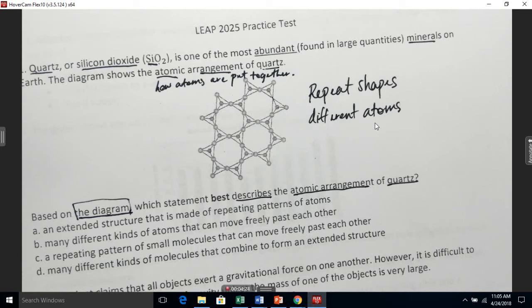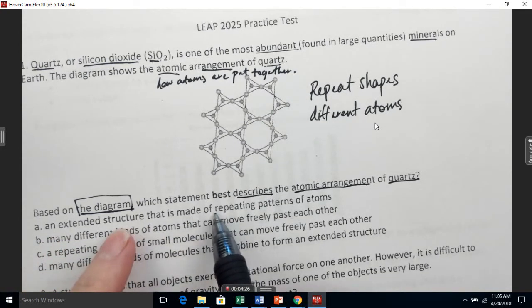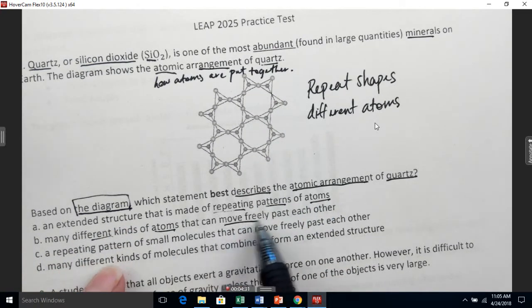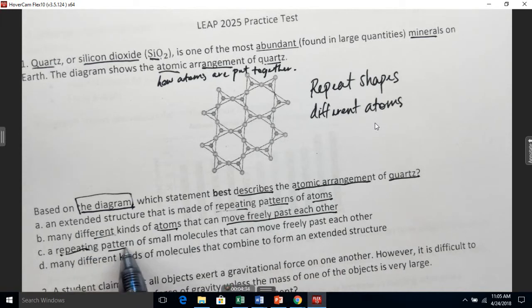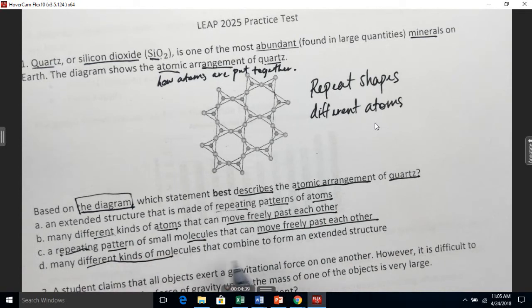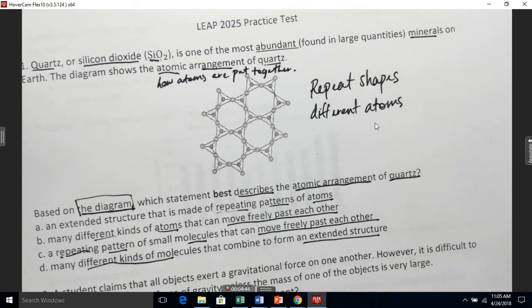An extended structure that is made of repeating patterns of atoms, many different kinds of atoms that can move freely past each other, a repeating pattern of small molecules that can move freely past each other, many different kinds of molecules that combine to form an extended structure. Okay, so I heard a lot of the same things, right? I heard repeating pattern, I heard molecules, I heard atoms, I heard move freely past each other. Is there anything that we noticed that could maybe be wrong?